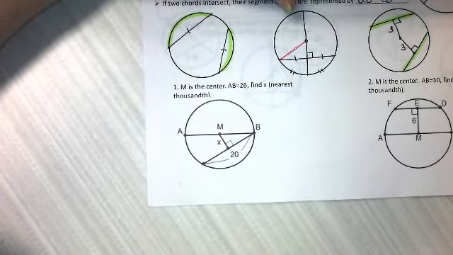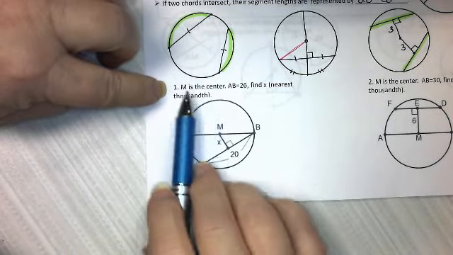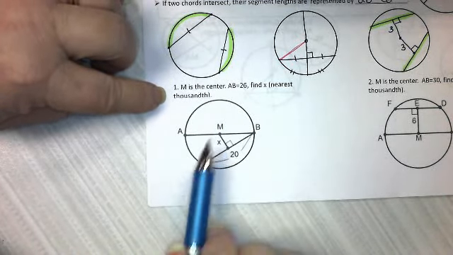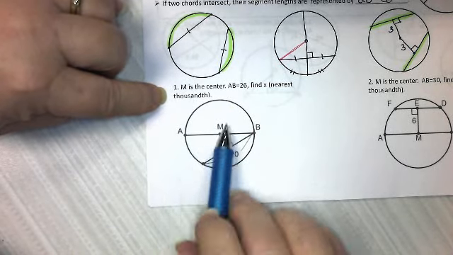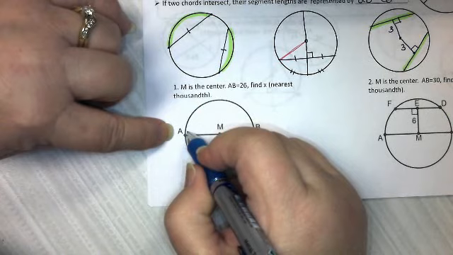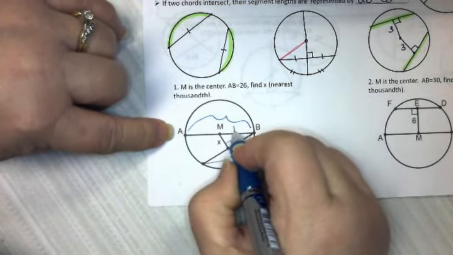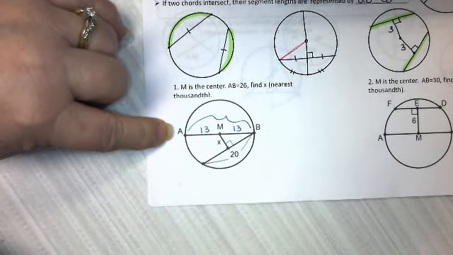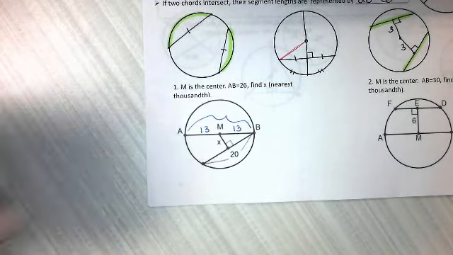The first one says, if M is the center of circle M, AB is 26, find x. If necessary, round to the nearest thousandth. So if AB is 26, then I know that this segment right here would have to be 13 because my diameter gets cut in half.